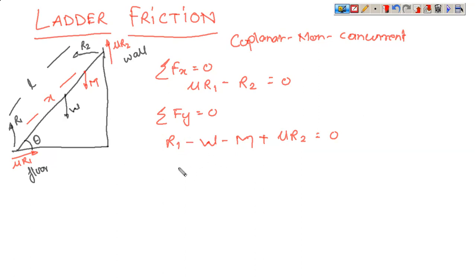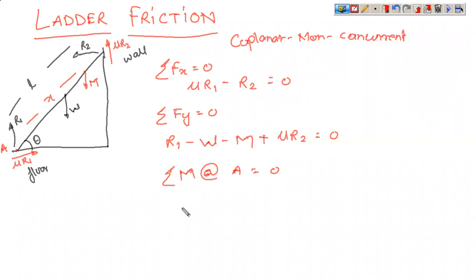Next, let us take moment. To take moment, let us take moment about a point. Let this be point A. So let us take moment about point A and equate it to 0. If you take moment about point A, this will be 0, this will be 0 because they lie on the line of action.